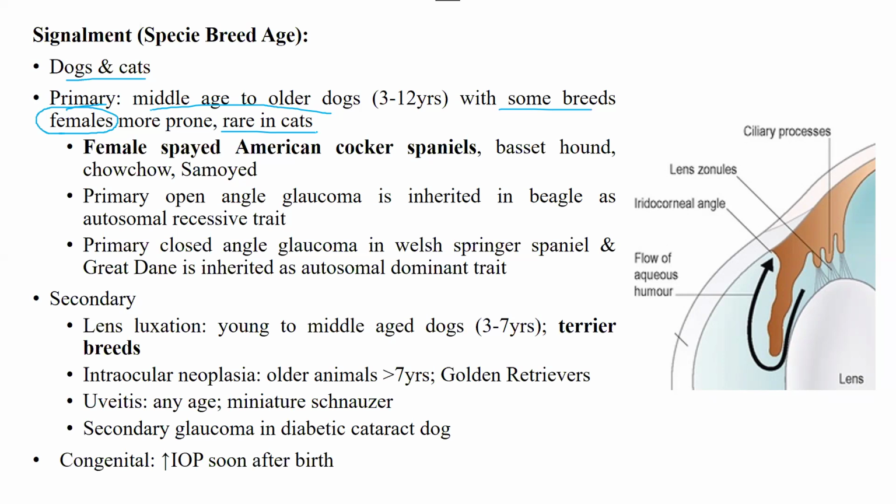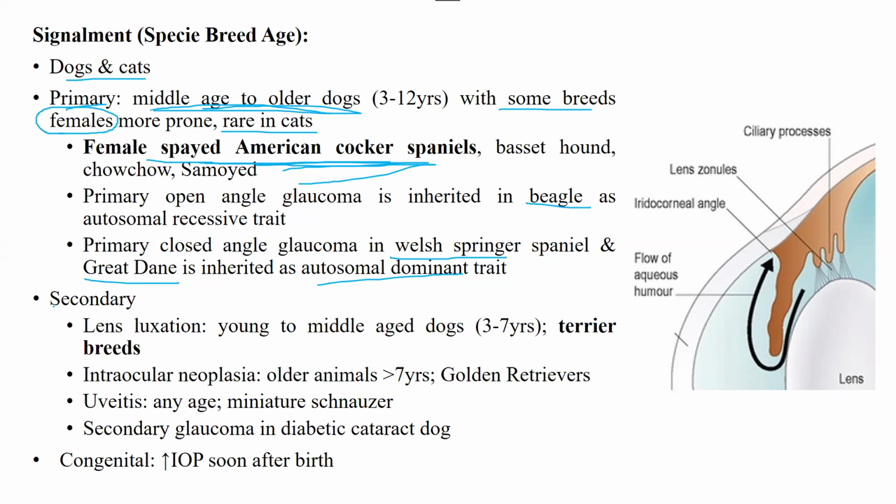If you see female spayed American Cocker Spaniel, Basset Hound, Chow Chow, Samoyed, then primary open angle glaucoma is inherited in Beagle as an autosomal recessive trait, and primary closed angle glaucoma in Welsh Springer Spaniel and Great Dane is inherited as autosomal dominant trait. But still, most important one is the one being highlighted, female spayed American Cocker Spaniel. This is the most important signalement over here. You should remember this, and this age that you should remember in which the primary glaucoma happens.